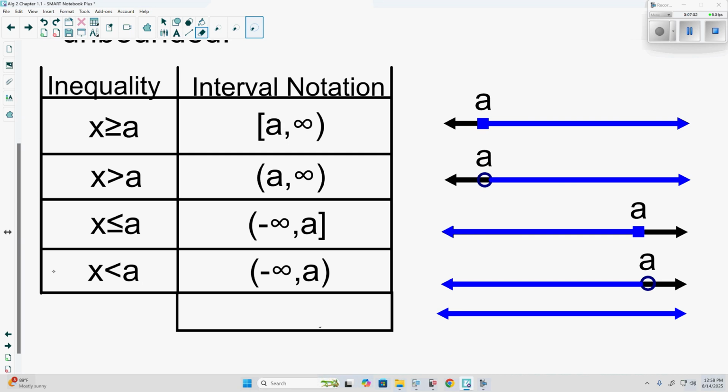And then the last one, x is less than a, so it is going to negative infinity. And at a, we're not including it, so it would be a parenthesis. So we use brackets to show that it's included, parentheses to show it's not. We don't include that point. And interestingly enough, infinity is always going to have a parenthesis. We will never put a bracket with infinity.